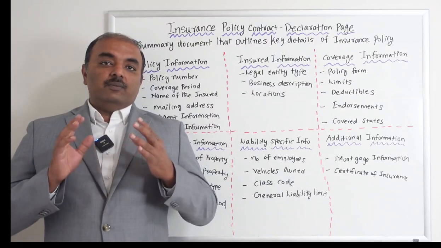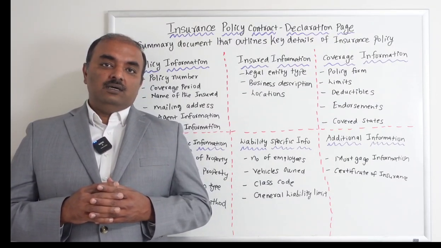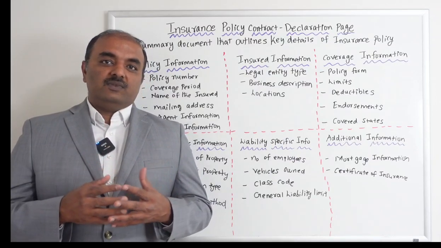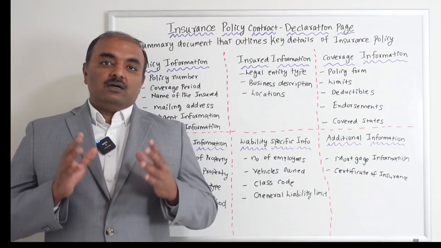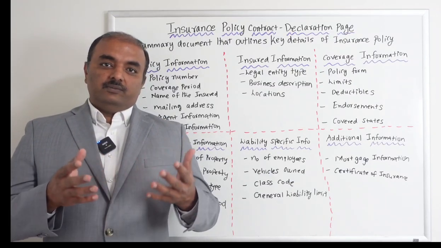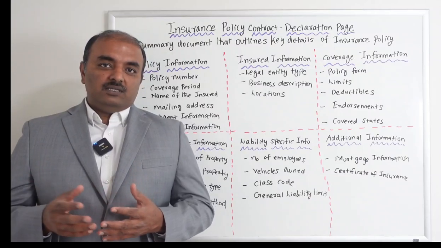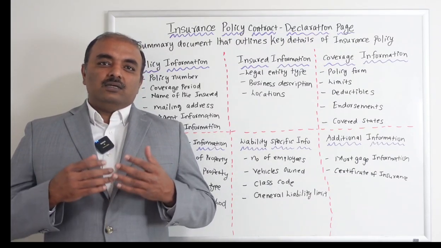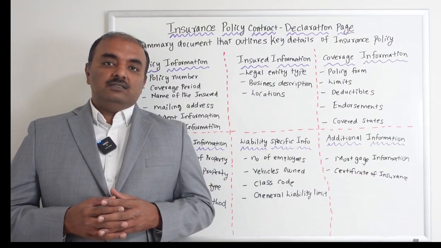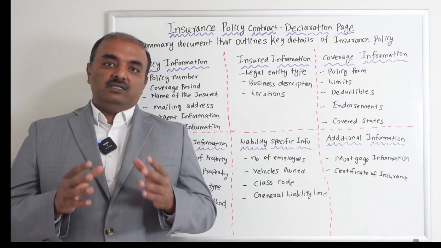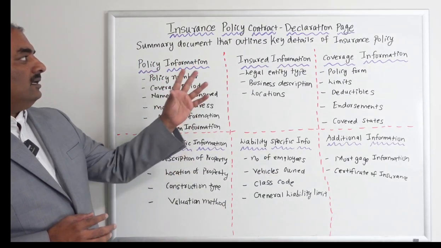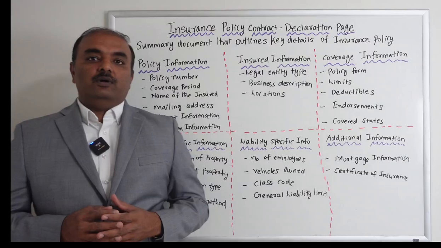This is more of a summary document that is going to list all critical policy information, like who the insured is and what kind of limits they have. This document is going to be unique for each customer. If you take other sections of the policy contract, they will be more generic, so all the coverages will be repeated. But this document is very critical because this information is unique for each customer. As a definition, it's a summary document that outlines key details of the insurance policy.